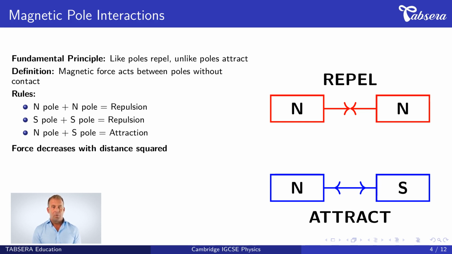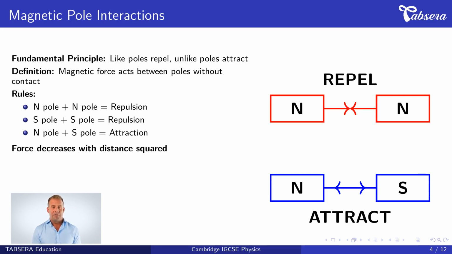First rule, N-pole plus N-pole equals repulsion. When two north poles approach, they push apart. Second rule, S-pole plus S-pole equals repulsion. Two south poles also push apart. Third rule, N-pole plus S-pole equals attraction. North and south poles pull together.